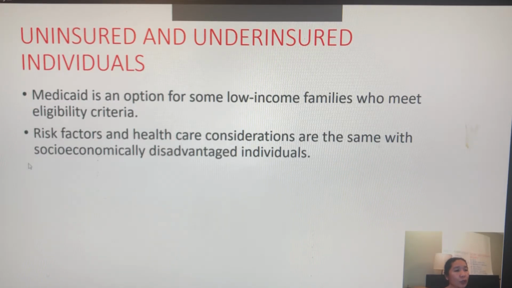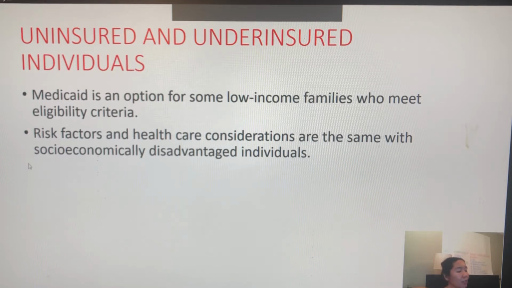Uninsured and underinsured individuals. Individuals with low incomes are most at risk for being uninsured or underinsured. Those who are uninsured or underinsured are at increased risk for health complications due to lack of access to care and the likelihood that preventive care services and chronic disease management will not be sought.